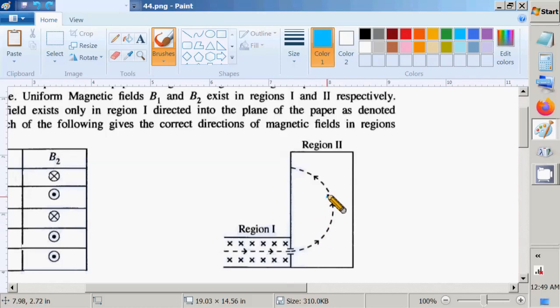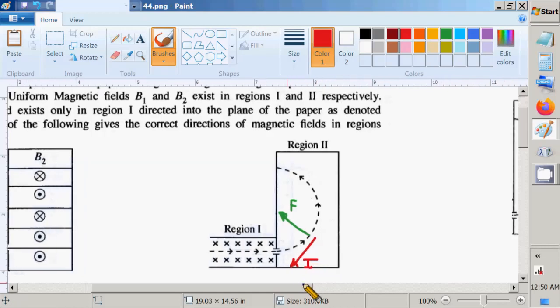So since this region 2 has a magnetic field, the force must be magnetic force, because the only force it has is magnetic force, magnetic field and magnetic force. So this force must be, then magnetic force must be to the center of this circle. So the electron moves this way, so the current is opposite to that. So the direction of current is this way, I.